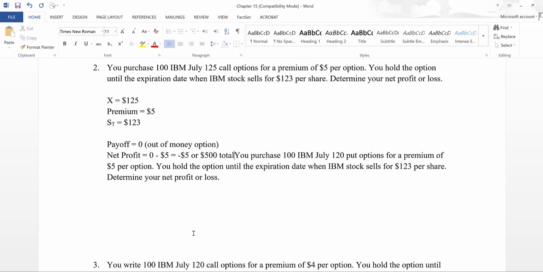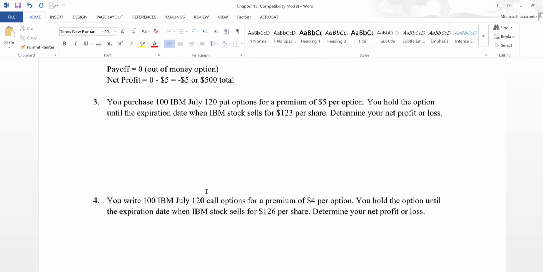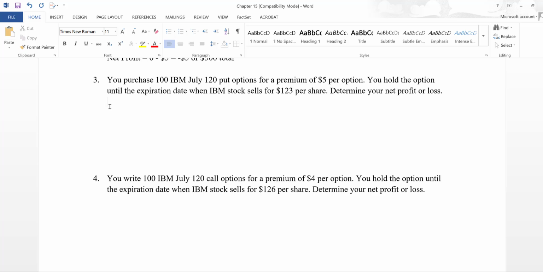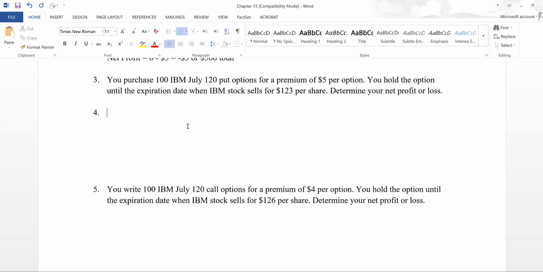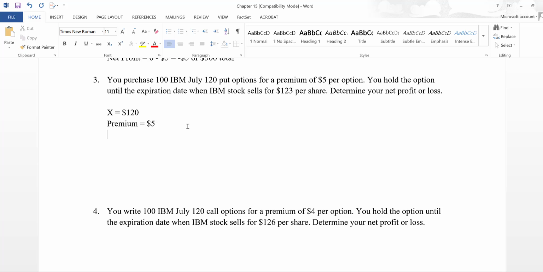All right, then let's look at the next one. The next one is for put options. So in this case, you have put options. Exercise price is 120. Premium is $5. Stock price at expiration is 123.